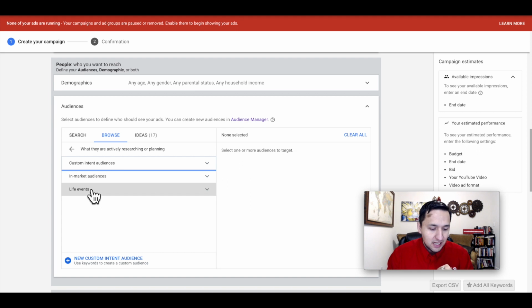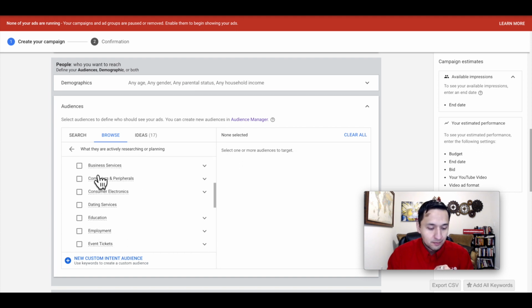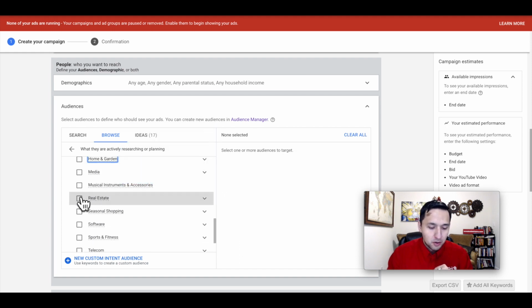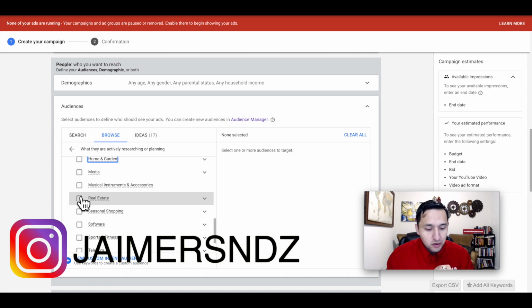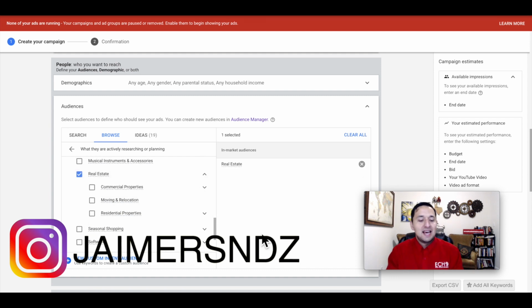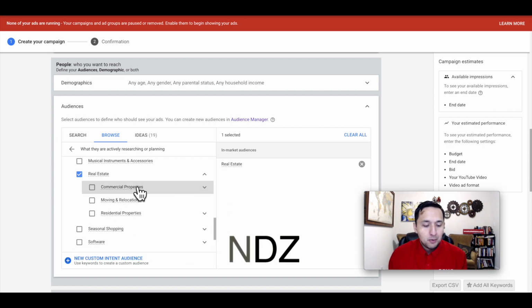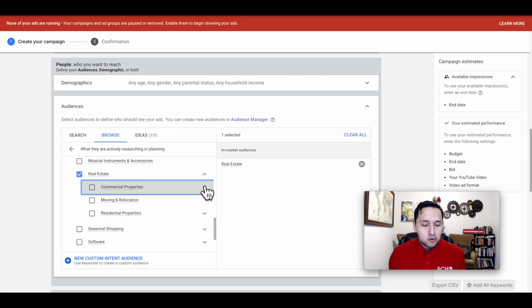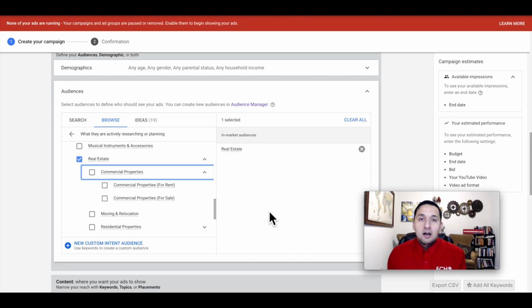So we're going to click here and go to the in-market audiences. And then the targeting that you can do, so you're speaking directly to the consumer that's actively looking for your services. We're going to go to real estate and you're going to see how drilled down you're able to go. You're able to target people that are actively researching commercial properties, and I want to drill down as far as possible just to show you what the opportunity is when it comes to YouTube ads.